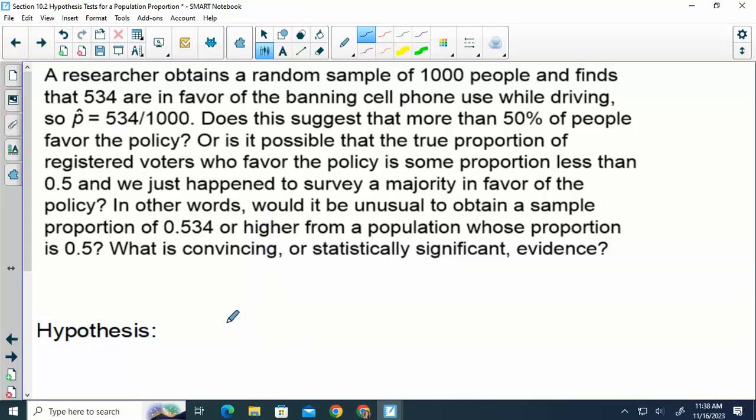We need a null and an alternative hypothesis. We worked on this yesterday. Your null hypothesis is your H sub 0. We're dealing with proportion. The null is always equal, so it would be the proportion equals what? Actually, we're not going to do that. We are going to check. The actual question is, does it indicate more than 50%? So we're going to do our null as 0.5, and the alternative, we want to know if it's more than 0.5. The 0.534 is our sample that we're going to look at in a second.